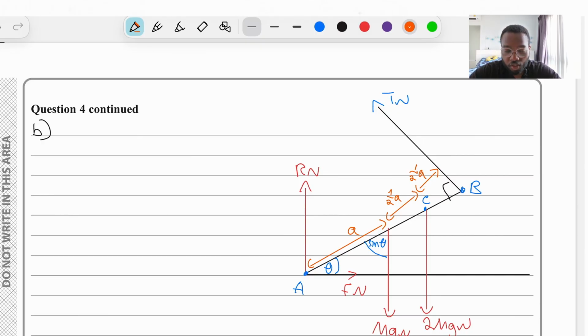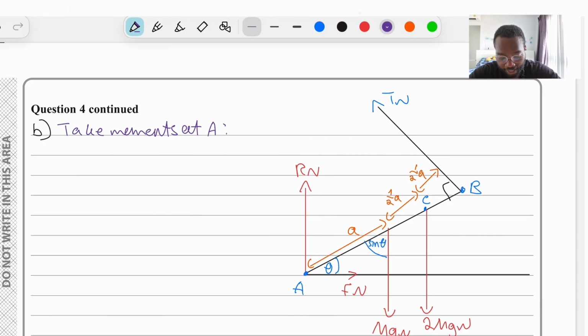So in this case, we want to take moments. The best place to take moments is at A, because we have the R newtons and the frictional force there. We don't know what those are. Those are unknowns. So if we take moments at A, we will eliminate both those forces, and then we'll just be left with T as an unknown. So let's take moments at A.